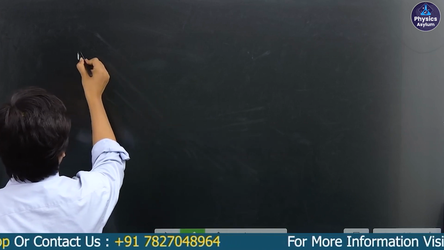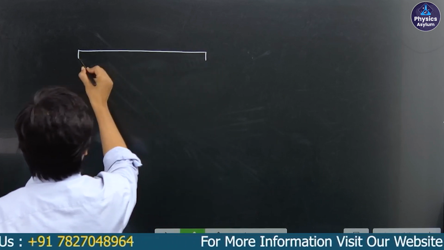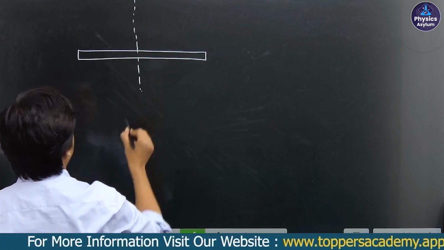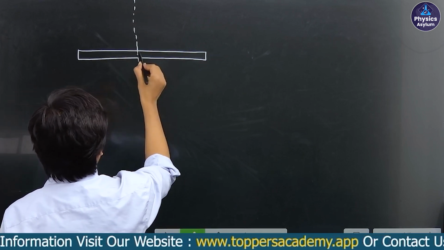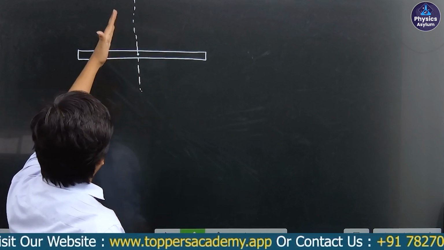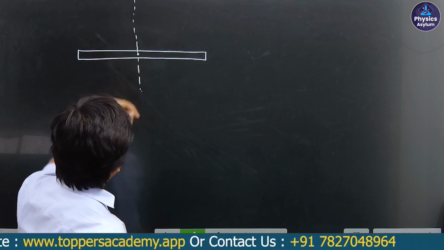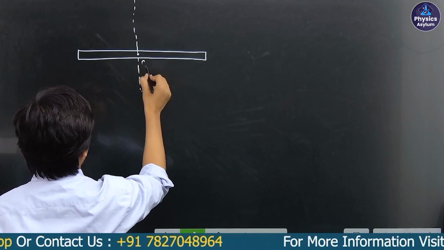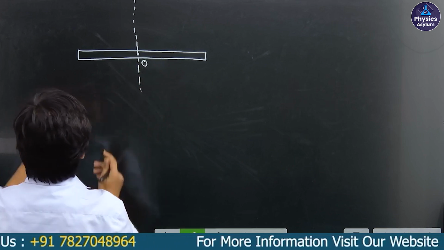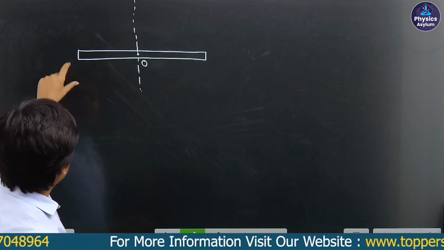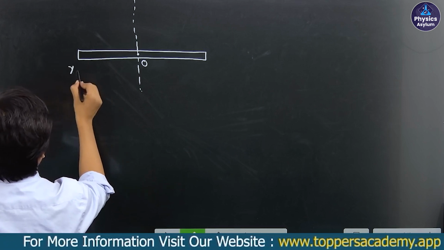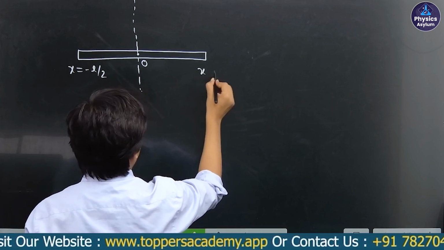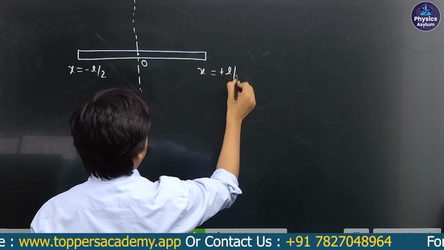So let me consider this rod, and this rod has a length L. This is an axis which is the perpendicular bisector to it, passing through its midpoint, and let me take this midpoint as the origin. So the extreme left end of this rod has position x equal to minus L by 2, and the extreme right end has position x equal to plus L by 2.